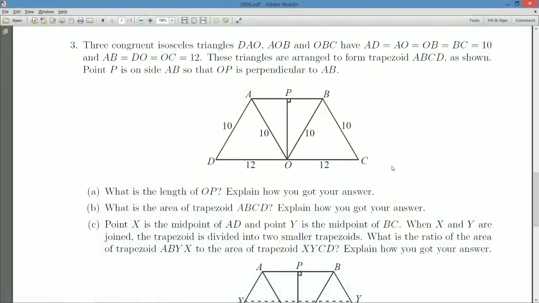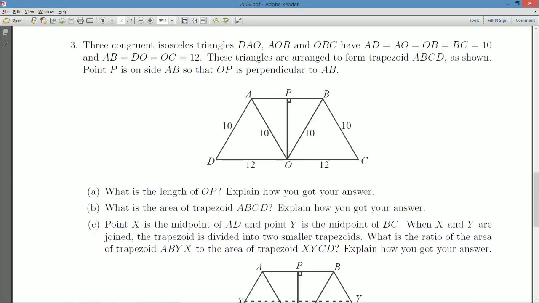Alright, question 3. 3 congruent isosceles triangles, DAO, AOB, OBC, have AD equal AO equal OB equal BC equal 10. So we have that provided down here for us. And AB equal DO equal OC equal 12. So we have 3 congruent triangles here. These triangles are arranged to form trapezoid ABCD as shown. Point P is on the side AB, so that OP is perpendicular to AB. So we have a little bit of an altitude right here.